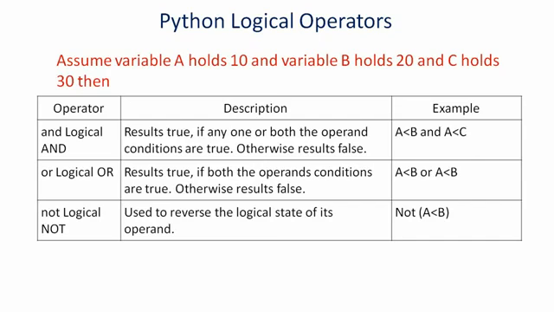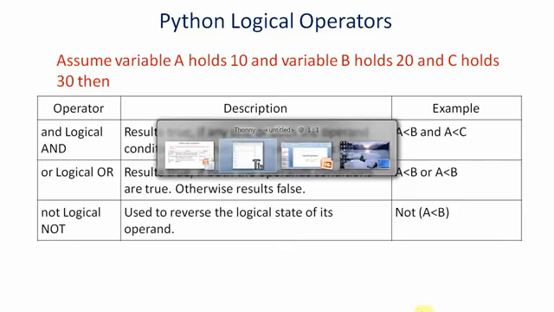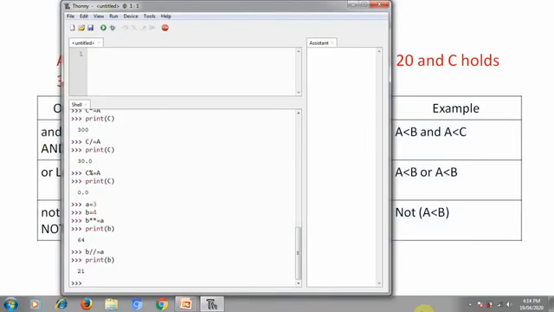Logical AND results true if both operand conditions are true, otherwise false. Logical OR results true if any one or both of the operand conditions are true, otherwise false. Logical NOT is used to reverse the logical state of its operand. Now we will check our program.